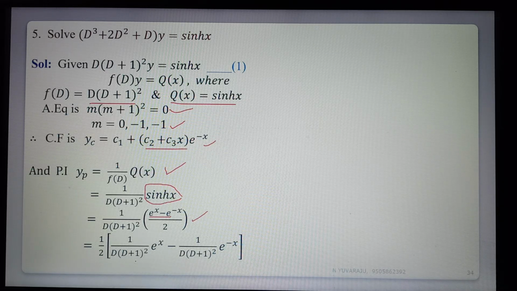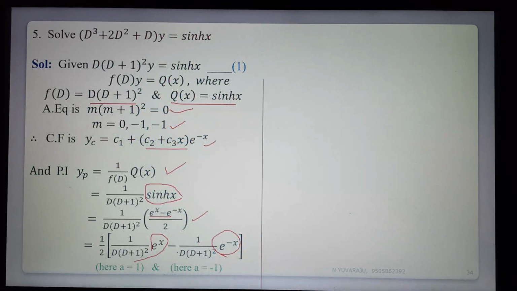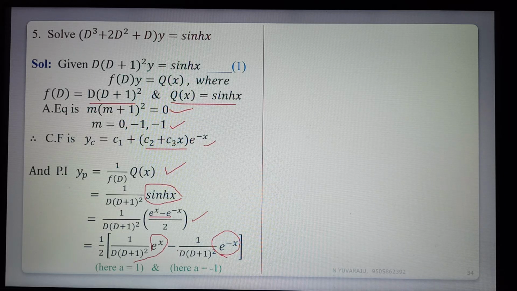There are two cases here. The first one is e power ax with a is equal to 1, and in the second case a is equal to minus 1. In the first case, D is replaced by 1, and in the second case D is replaced by minus 1. First one: 1 by 1 into (1 plus 1) whole square e power x. But in the second case, D plus 1 whole square, with D equal to minus 1, gives minus 1 plus 1 which is 0. So the denominator is 0, and minus 1 is a root 2 times.